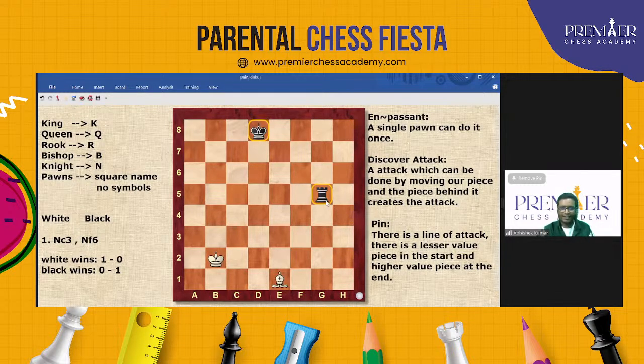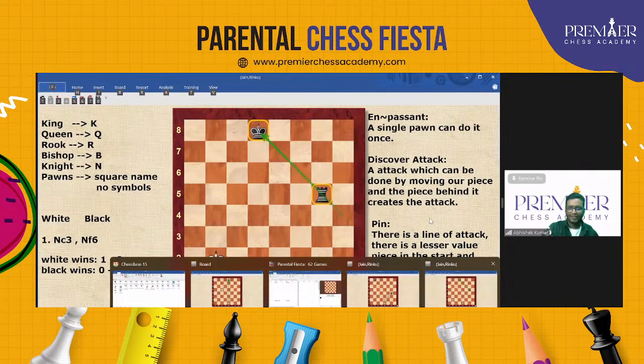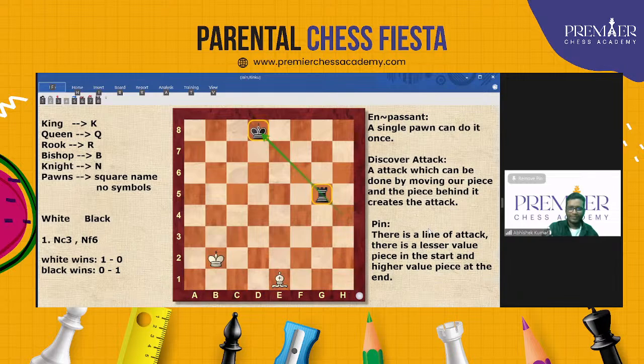So this is a lesser value piece and this is the higher value piece. Can we say this is the line that we can imagine, in which a lesser value piece is in front and a higher value piece is at the back? Is there any piece on the board that can create a pin in this line? Yes, the bishop can create the pin. Bishop to h4. If you play the bishop to h4, the bishop is creating a pin. Now, these were the two examples.